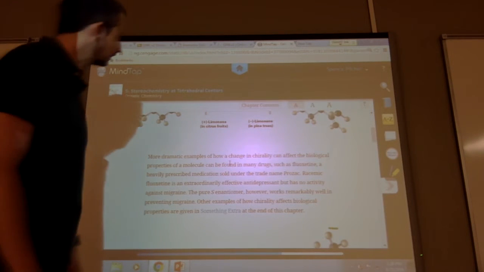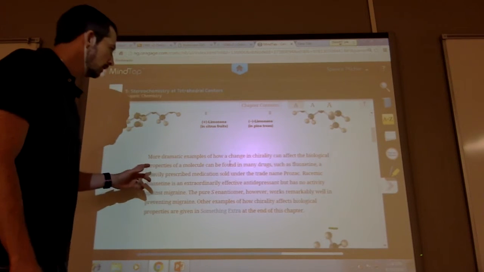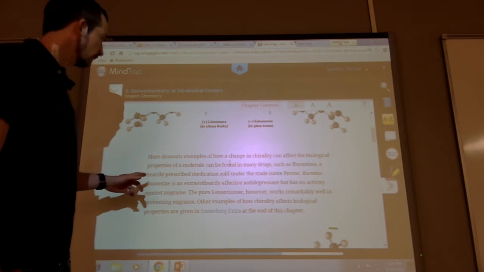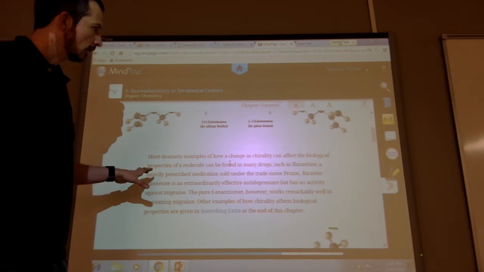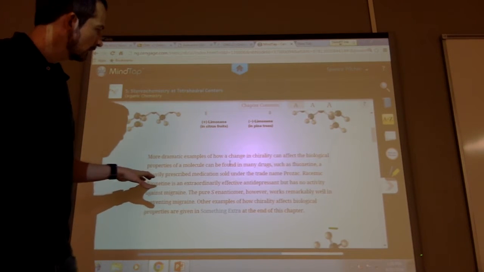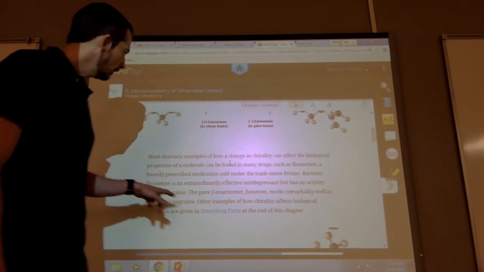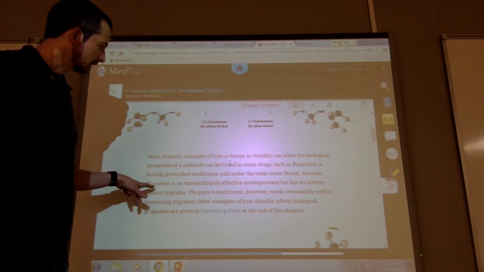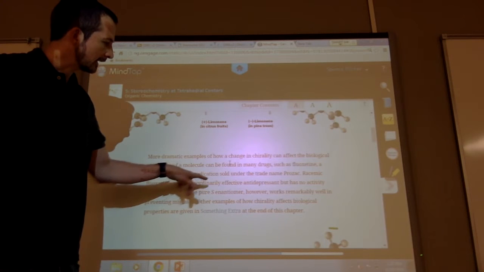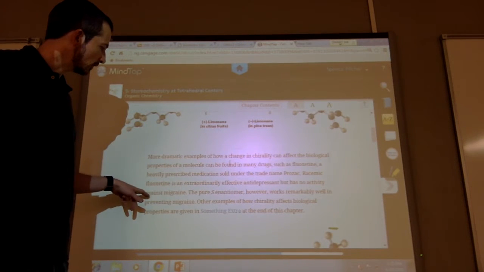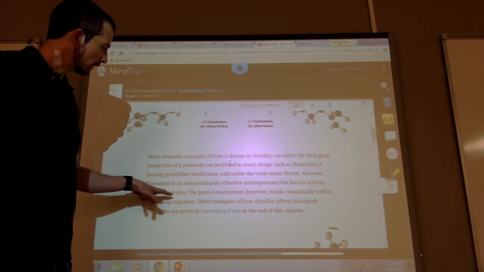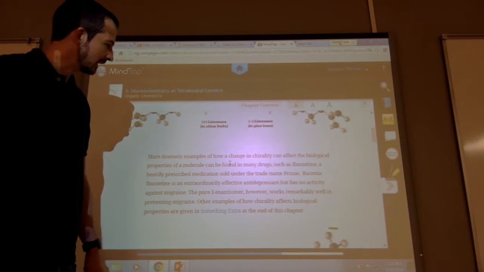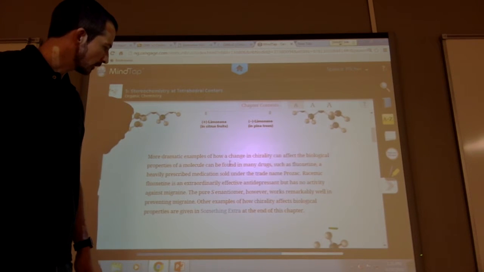Here's another example. Look at this example: fluoxetine, which is sold under the trade name Prozac. Racemic fluoxetine is an extraordinarily effective antidepressant but has no activity against migraine. However, the pure S enantiomer works remarkably well in preventing migraine.